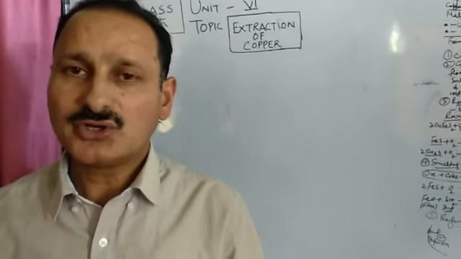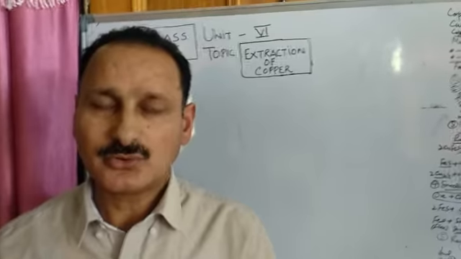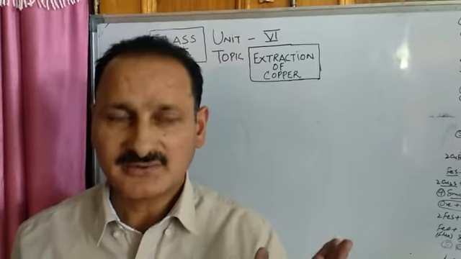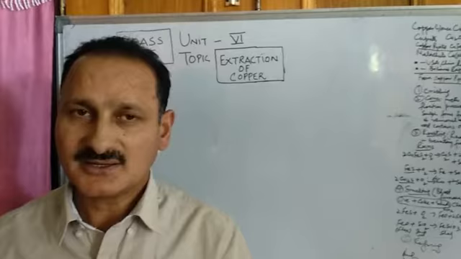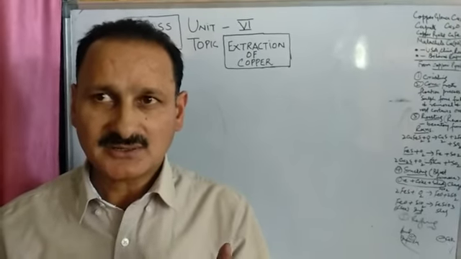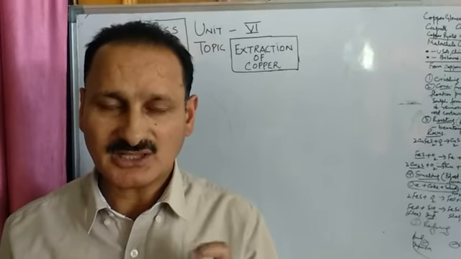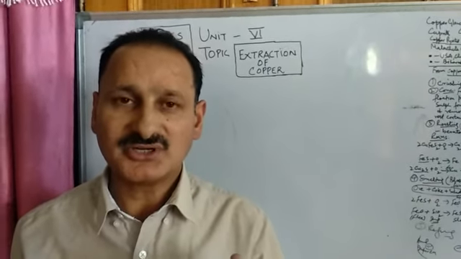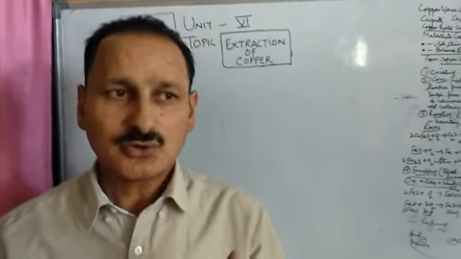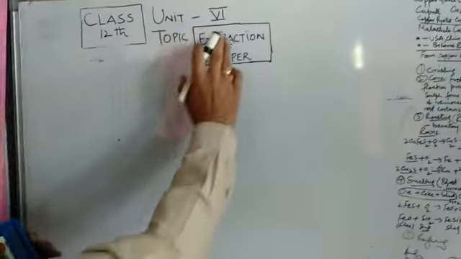Now before going to extraction of copper, certain steps we have already done. For example, we have done smelting in a blast furnace. That step will be taken care of this time also, but I will not go into details of that step because we have already gone through it. So now coming to today's topic, extraction of copper.